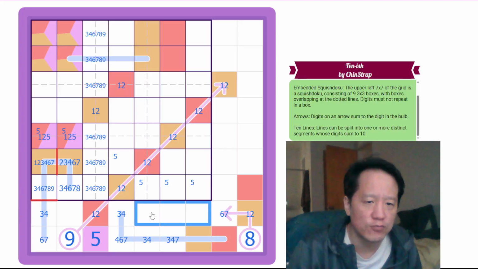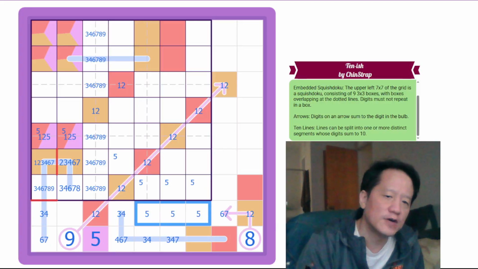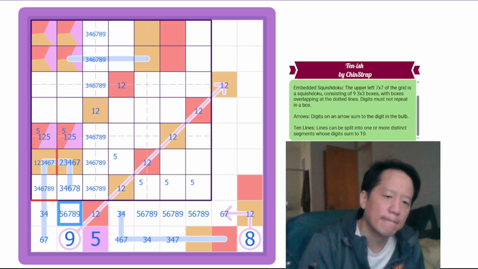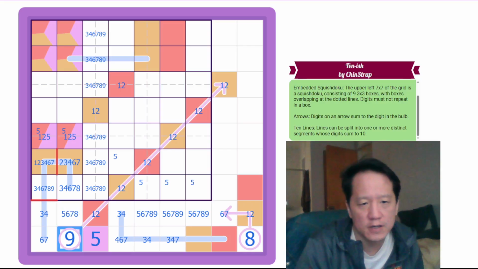Remaining digits of row 8 are 5 through 9. No 9 here because of 9 in the column.